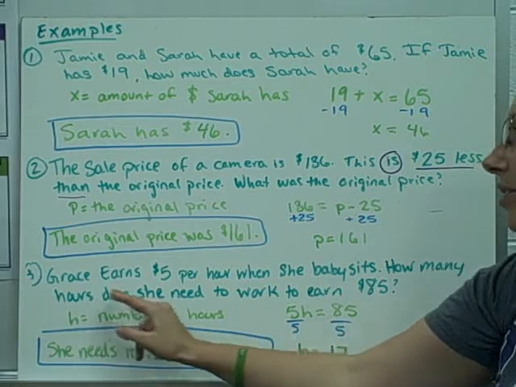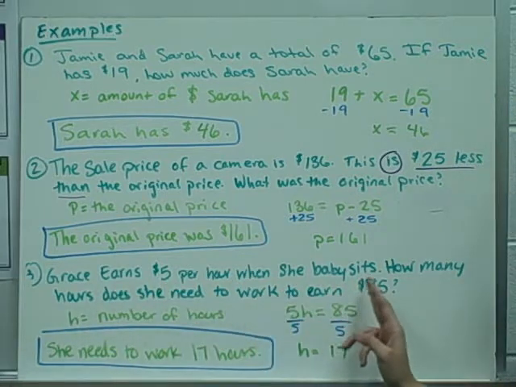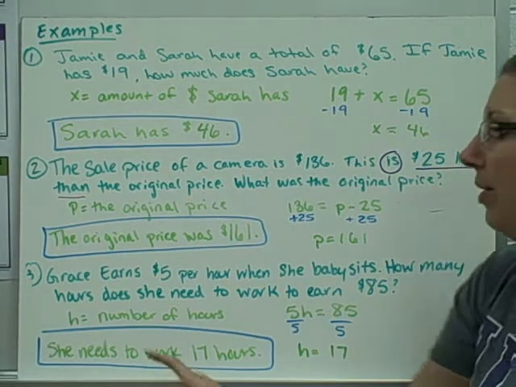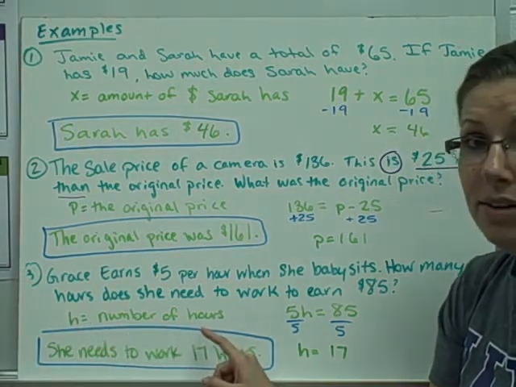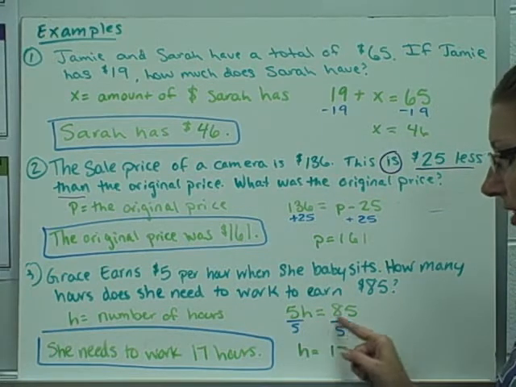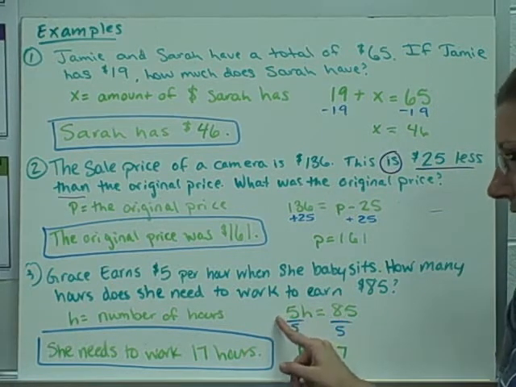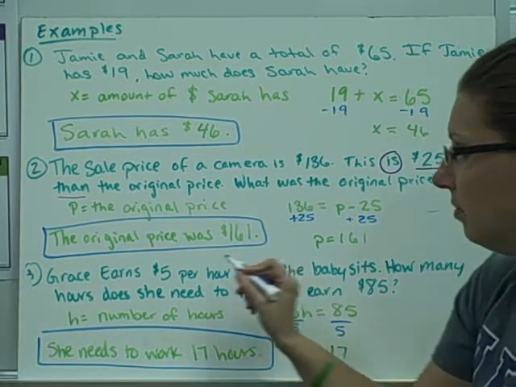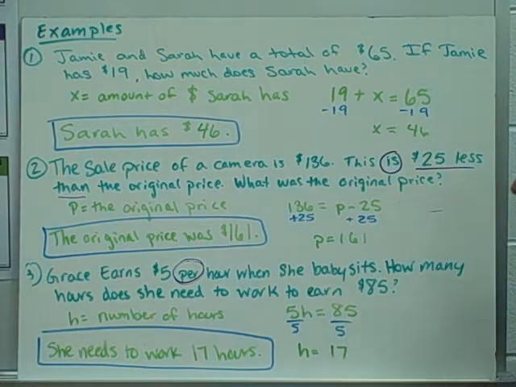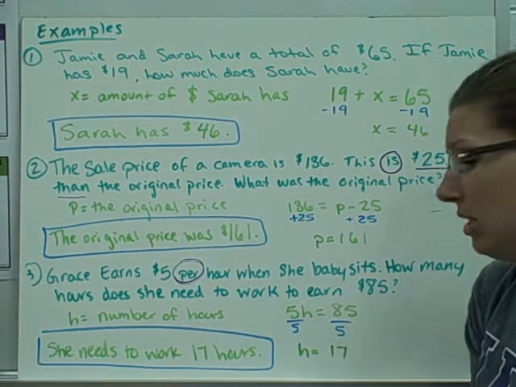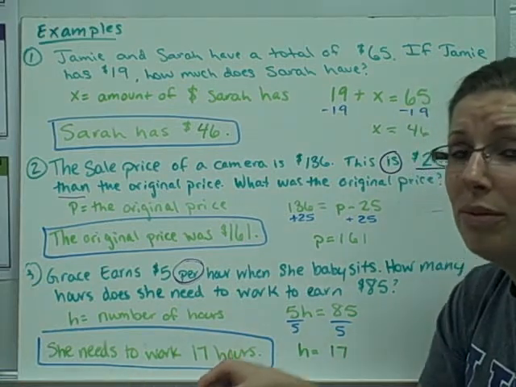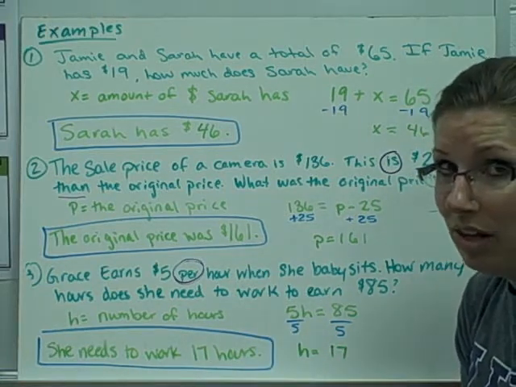Number 3, Grace earns $5 per hour when she babysits. How many hours does she need to work to earn $85? So H equals the number of hours, because that's what I'm looking for. And I wrote 5H equals 85. This means $5 per hour, per, in this case, meaning multiply, is $85. And I just use inverse operations by dividing both sides by 5, and I get 17, so she needs to work 17 hours before she saves up $85.